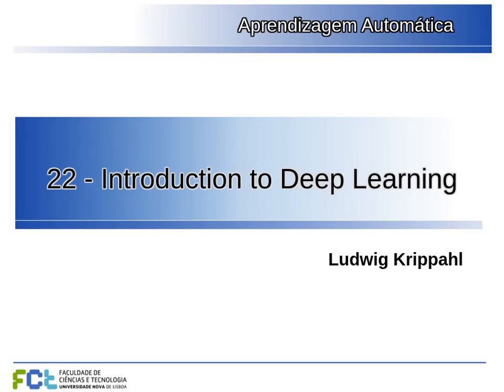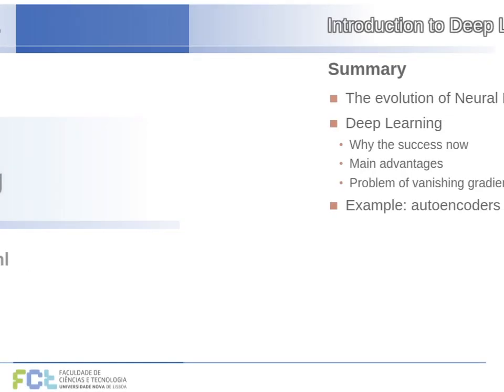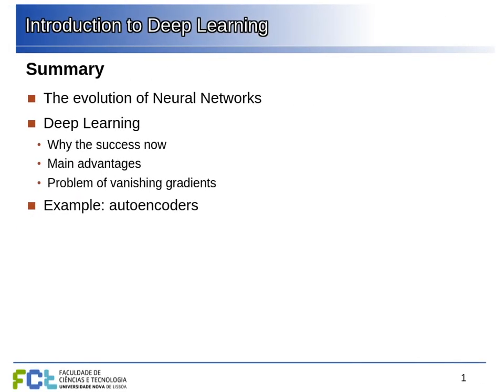This lecture is a brief introduction to deep learning. This matter will be covered in more detail in a specific course next semester, but I wanted to end this machine learning course with a broad idea of this increasingly important field in machine learning. So I'm going to talk a bit about the evolution, the history of neural networks, and explain why deep learning started to have success so recently, in recent years.